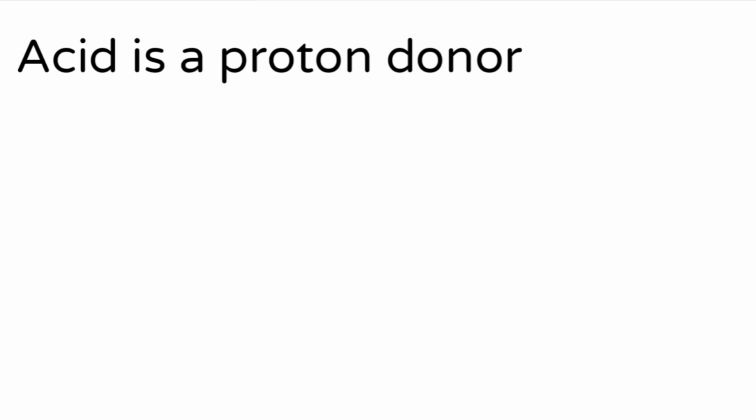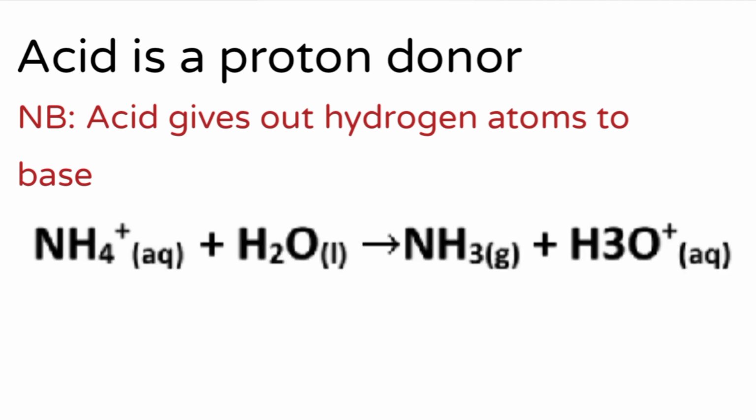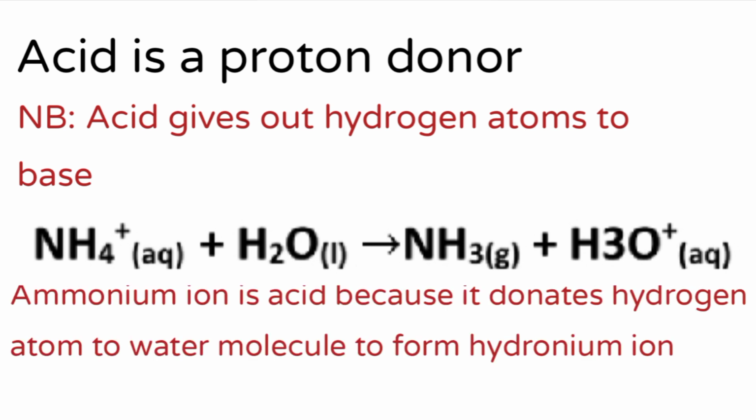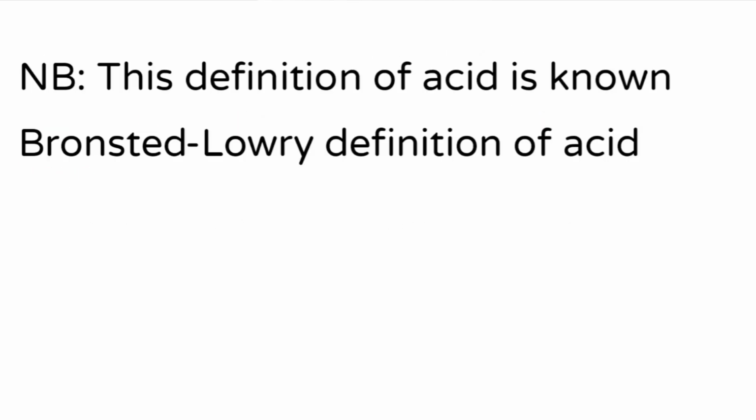Now, to start with, an acid is a proton donor. When you say a proton donor, we mean it gives out hydrogen atom to a base. Example, look at this equation. You have ammonium ion plus water molecule. It gives you ammonia plus hydronium ion. So in this equation, you must be able to understand that ammonium ion is the acid. Why? Because as you can see, it donates hydrogen atom to water molecule to form hydronium ion. Now, this definition of acid is known as Bronsted-Lowry definition of acid.